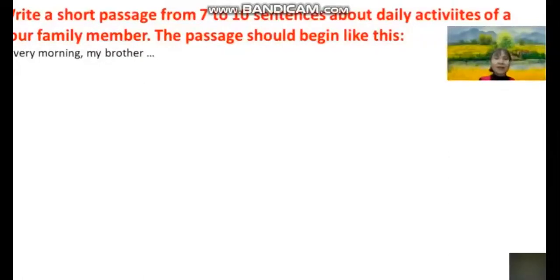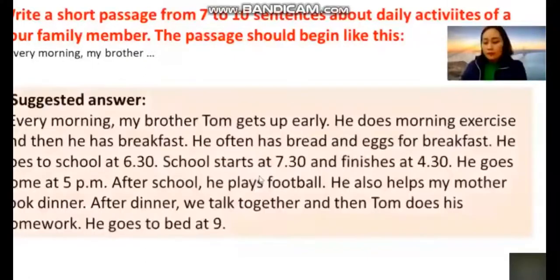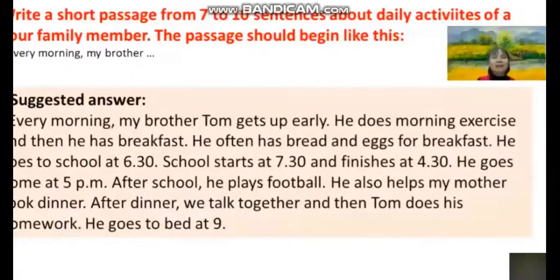I see that you can write a complete passage. You use the correct form of the verb. But I think you should improve your pronunciation later. All right? Okay. Thank you. And here is my suggested answer. Can you read aloud, please?